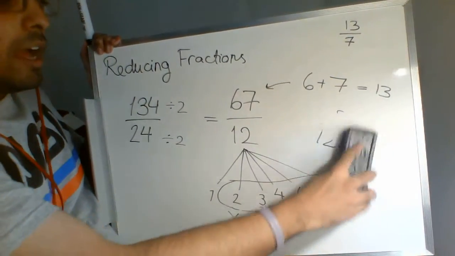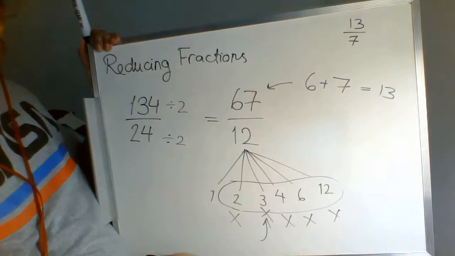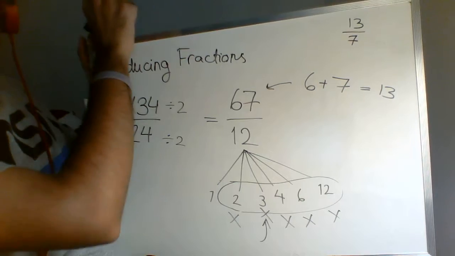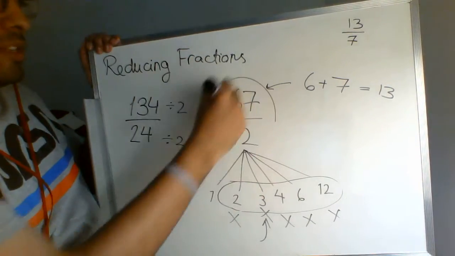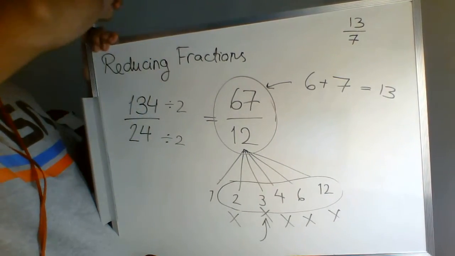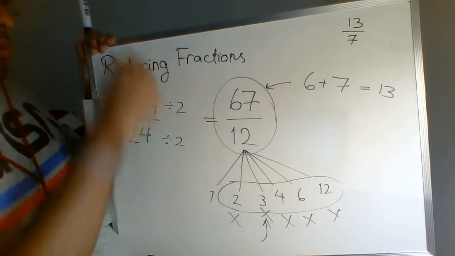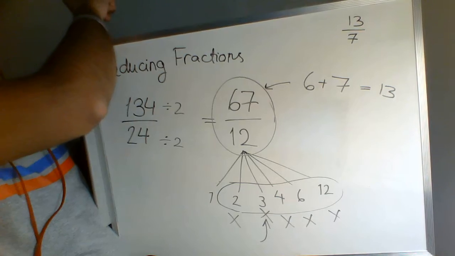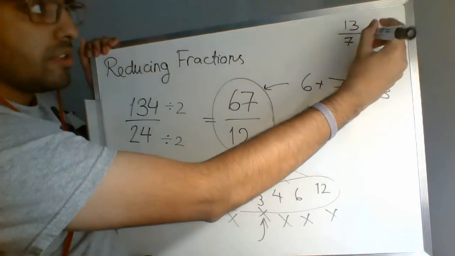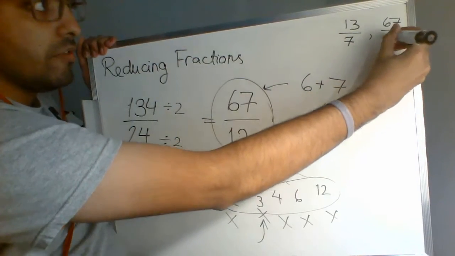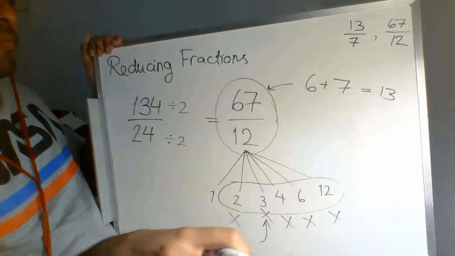So with this 67 over 12, because it's not divisible by any of the same stuff, we just say that that's our final answer. We get 67 over 12 is the most that we can reduce 134 over 24. So what I'm going to do is take that 67 over 12 and throw that up there as well. We're going to revisit that shortly.